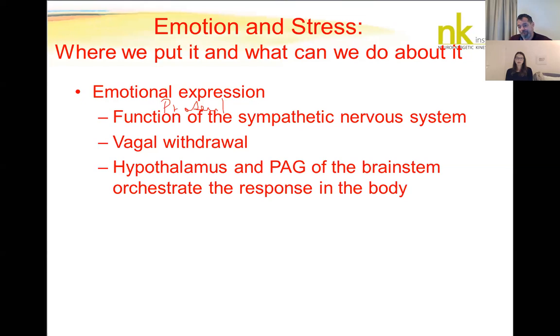Emotional expression. Remember, earlier I went through the different possible outcomes of an emotional experience. One is that we can express it. So this is the sympathetic nervous system. The vagus nerve has withdrawn, it goes away. The hypothalamus and PAG of the brainstem orchestrate the emotional response in the body.